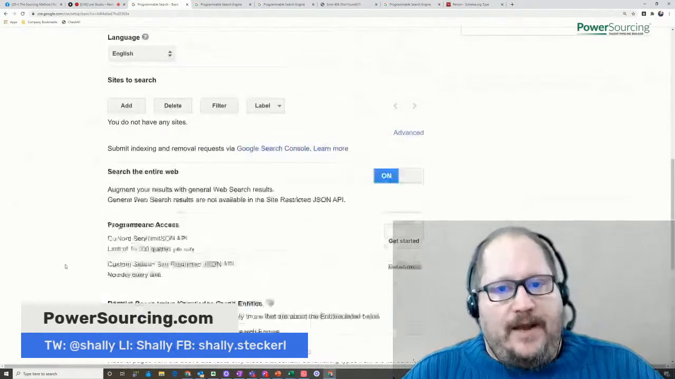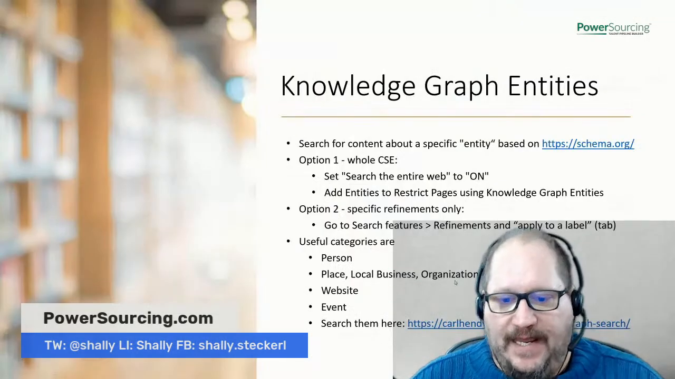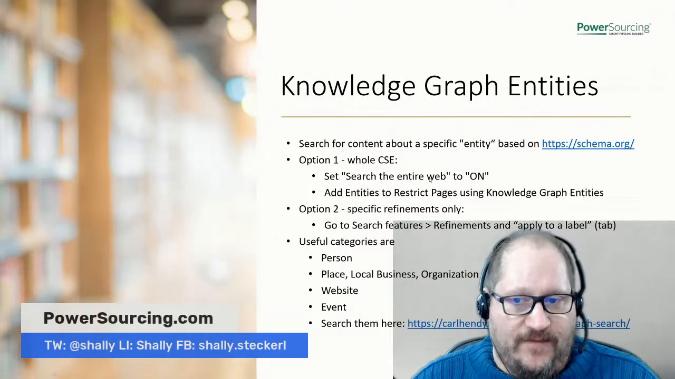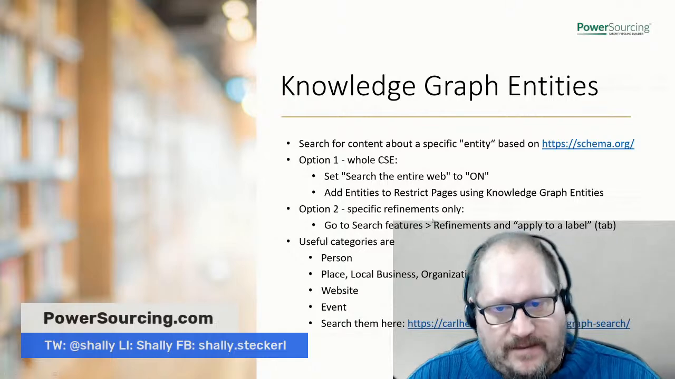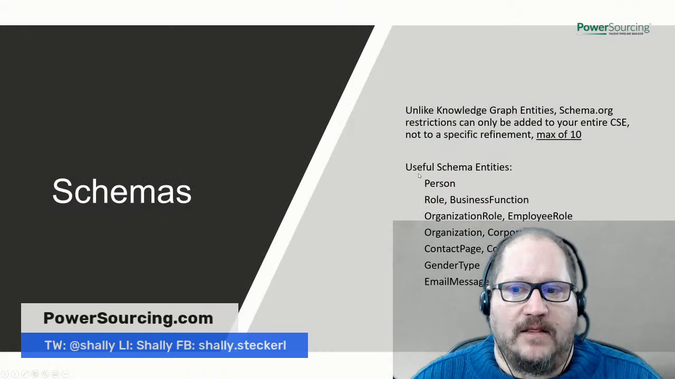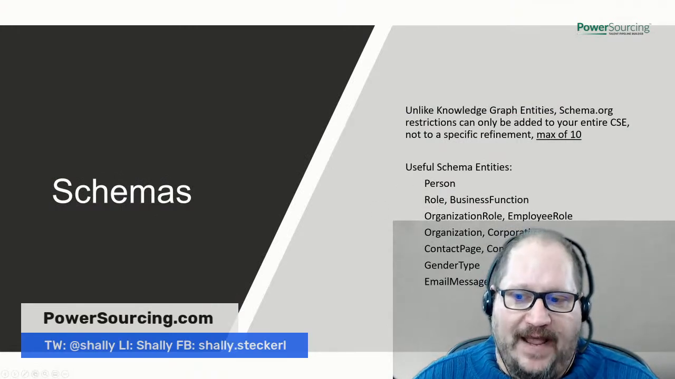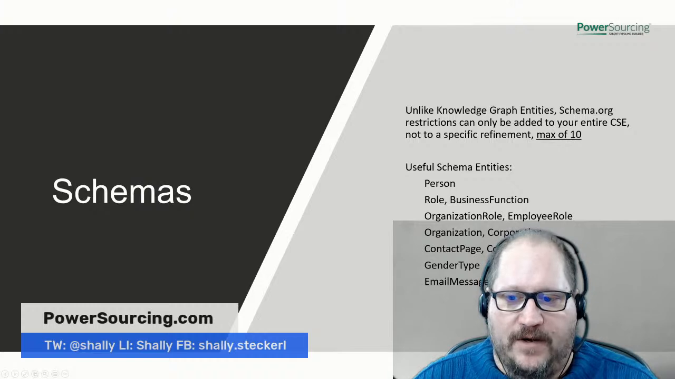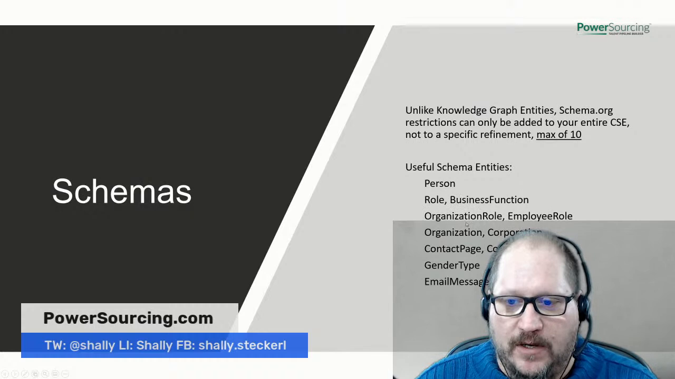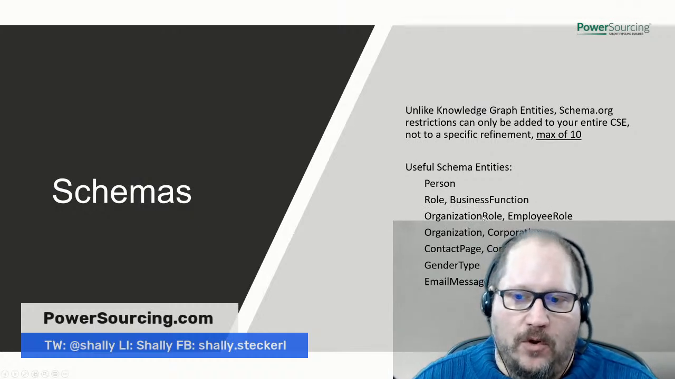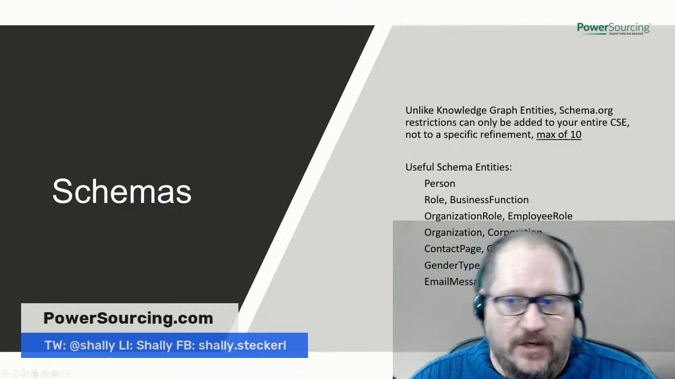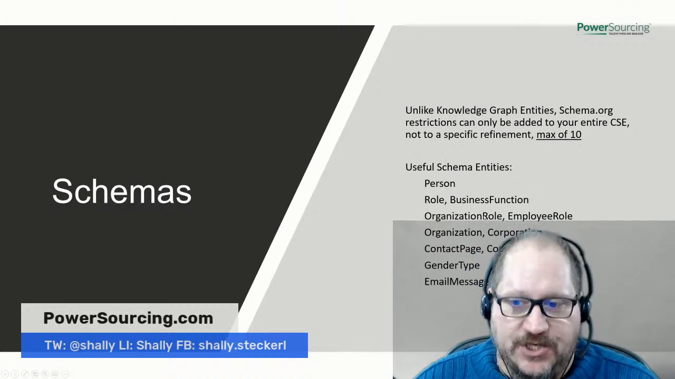So now you know. You can search the entities here, and you can only add 5 at a time, but that's okay. You can add them as a refinement, which I recommend. But you can also try experimenting with them in the whole CSC. And then here's a little list of the useful schemas that I found for you to prepare. So these are the ones that are in separate rows. There's person, role, and business function, which I found to be very similar. Organization role and employee role, similar to role and business function, but brought other results. So it didn't overlap. There was additional results.